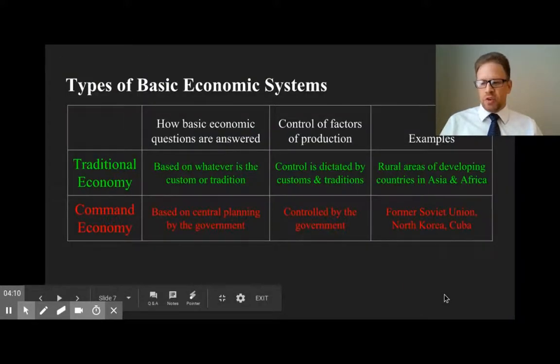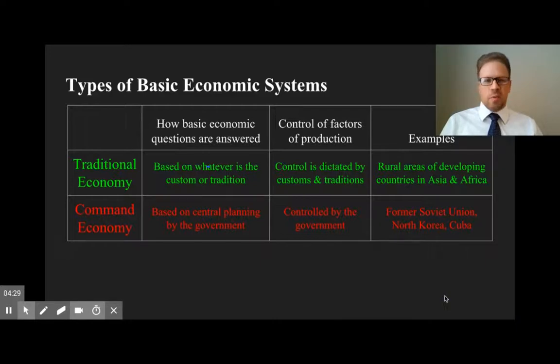The government controls all the factors of production. So, any of the decisions of land, labor, capital, that is all dictated by the government. The government owns all the natural resources. They make all the labor decisions. They own all the machinery.